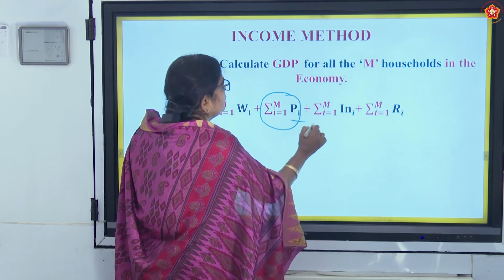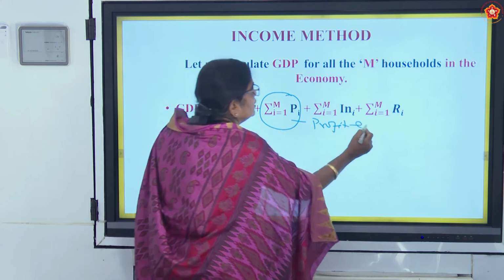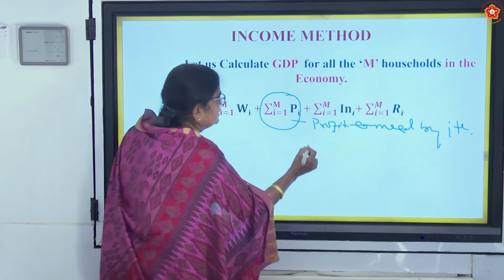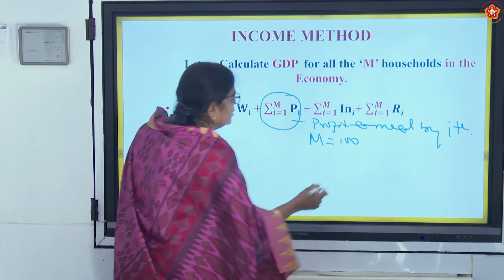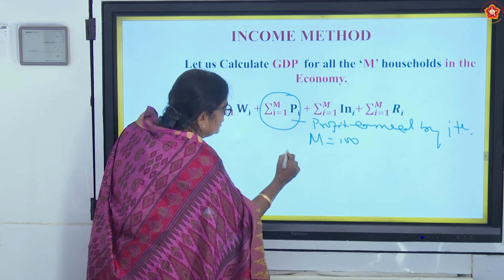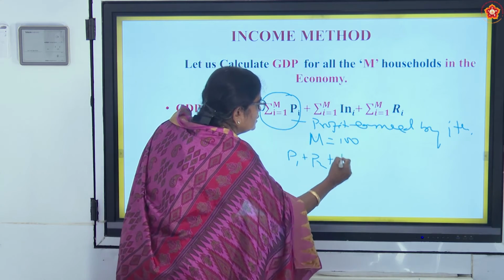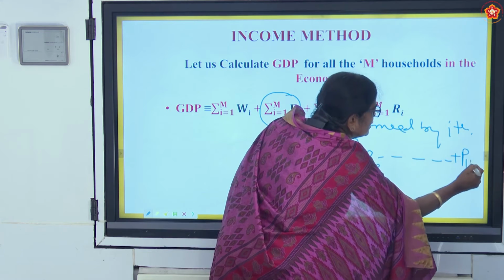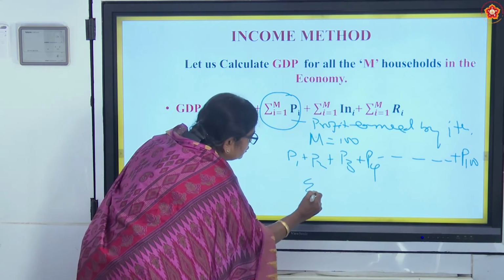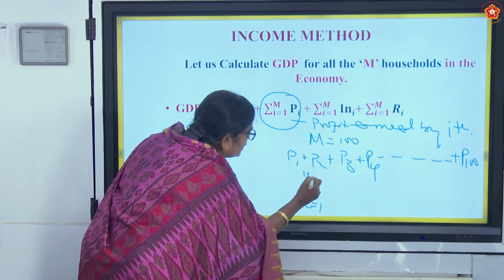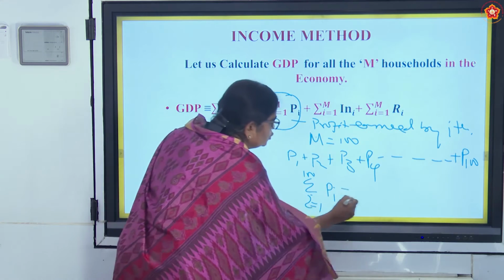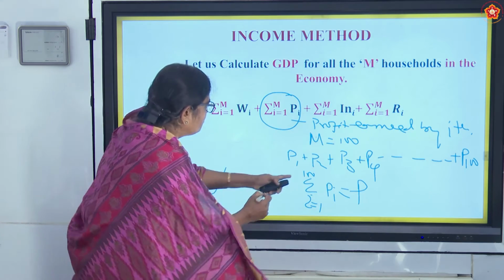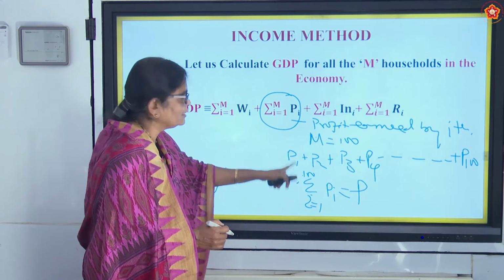Therefore, the summation of PI. PI means what? Profit earned by the ith household. We will say M is equal to 100. Therefore, what will you write? P1 plus P2 plus P3 plus P4 up to P100. How will you write it? Summation of I is equal to 1 to 100, PI, which is equal to capital P, the profit earned by all the households. Here it is not 100, we are just taking M.